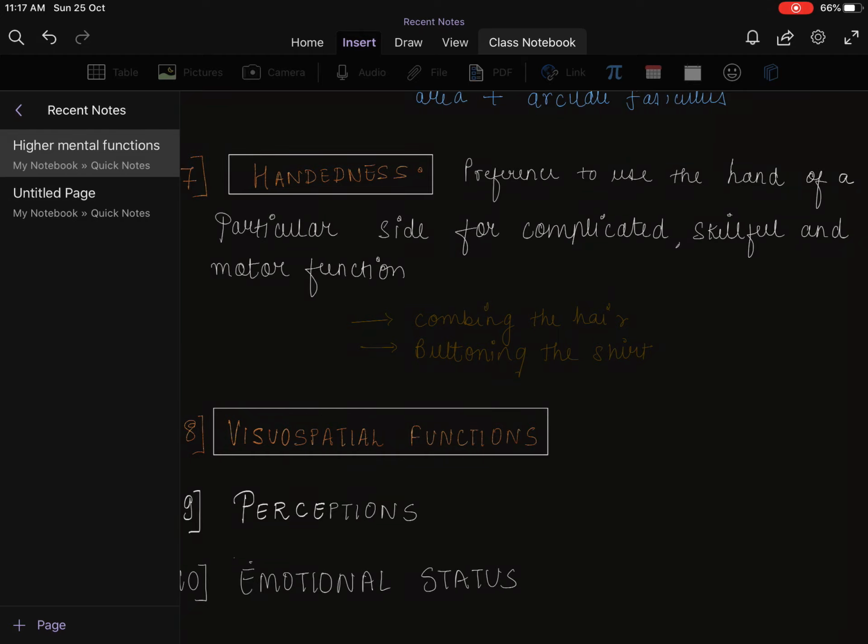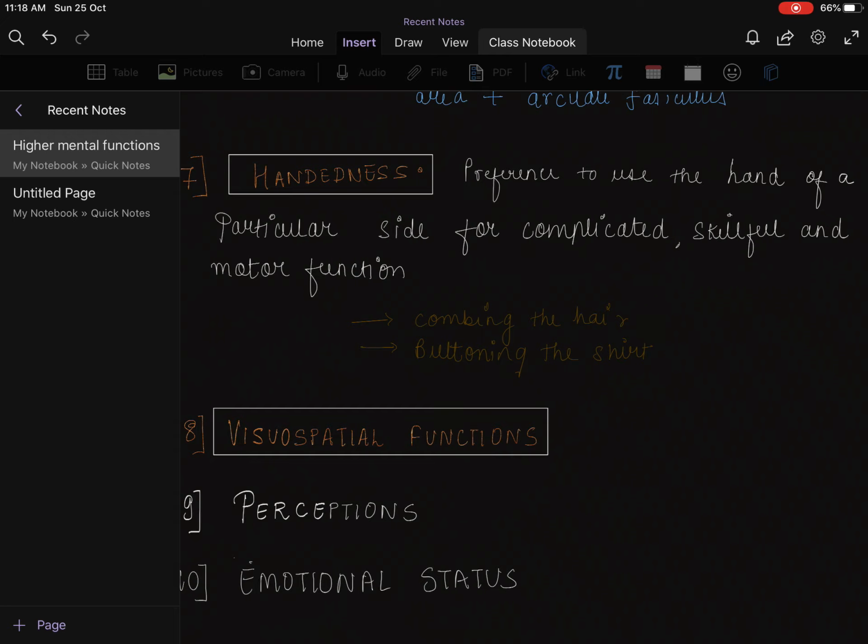Tactile agnosia is when the patient is not able to recognize an object in the presence of an intact sensory system, and also he should have sufficient coordination to explore the object. The second one is visual agnosia. Visual agnosia is the inability to recognize what is seen with the eyes in the presence of an intact visual pathway. And again, he should be able to describe the object with respect to its color, size, and shape.